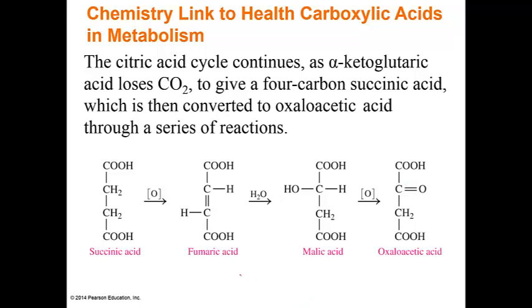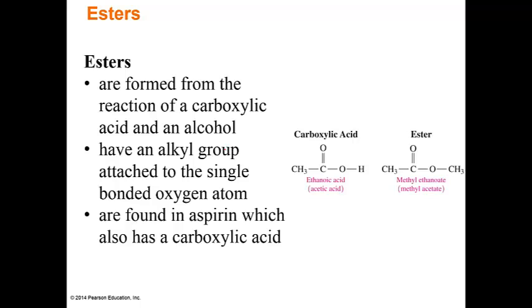So we've got succinic acid, fumaric acid, malic acid, oxaloacetic acid. The citric acid cycle continues as ketoglutaric acid loses CO2 and gives a 4-carbon succinic acid, which is then converted to oxaloacetic acid through a series of reactions. But our body is producing this. This is what makes us function. All right, let's talk about esters.